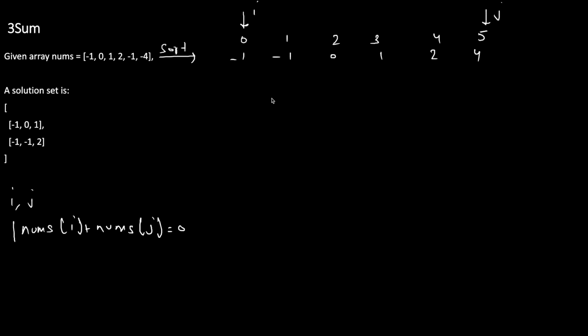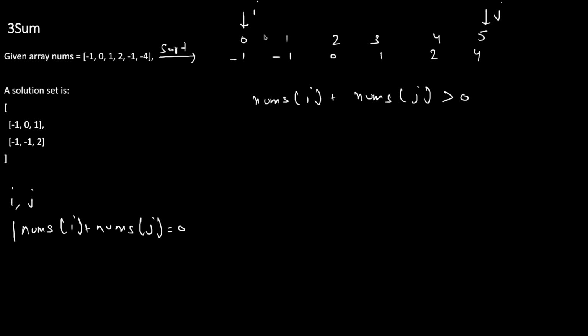What you can do over here is simply check whether nums of i plus nums of j is positive. In case this is greater than 0, we want the value equal to 0, so we actually have to decrease this sum. Now i can only move in the forward direction and j can only move in the backward direction. So in this case we actually have to decrement j. Why? Because the array is sorted.